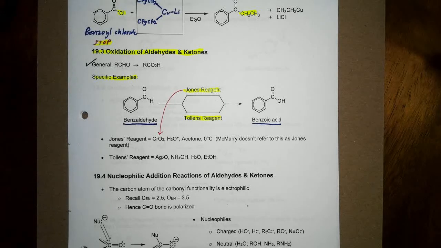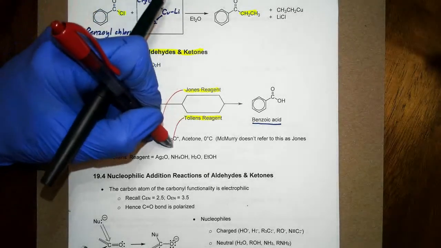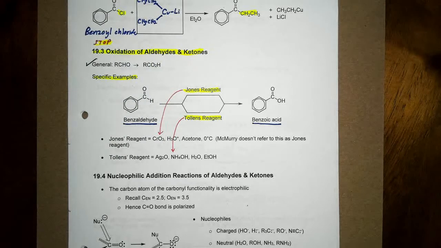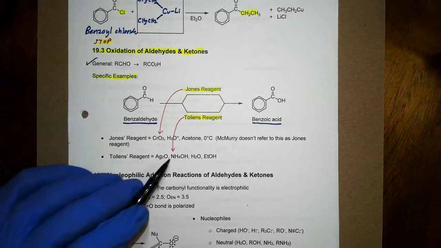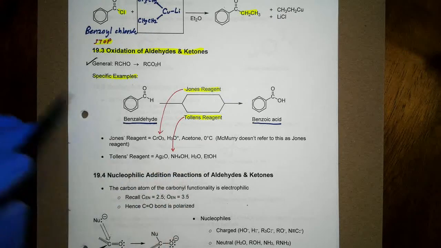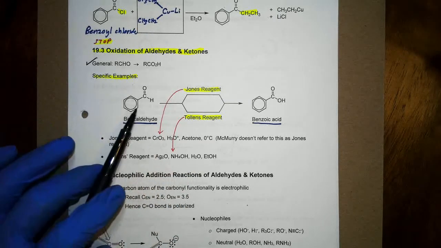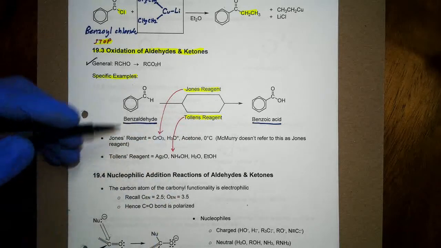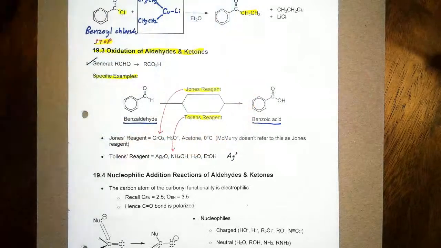A little more safe, I guess significantly more safe, is the use of Tollens reagent. Now, Tollens reagents are actually under basic conditions. Here we have silver oxide, ammonia dissolved in water, and ethanol. And the interesting thing about this case is that we conduct an oxidation, but silver ends up being reduced to silver metal. So this is how we make mirrors.